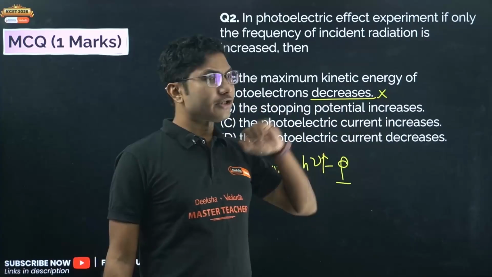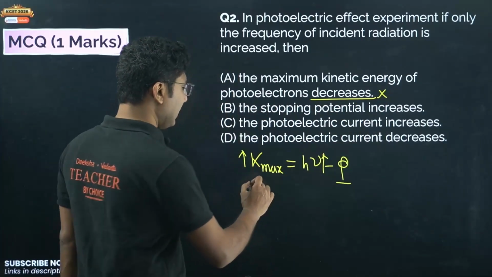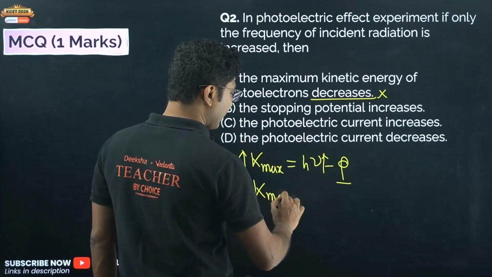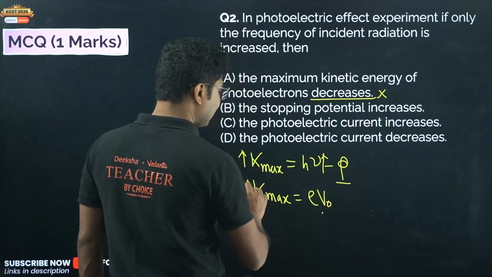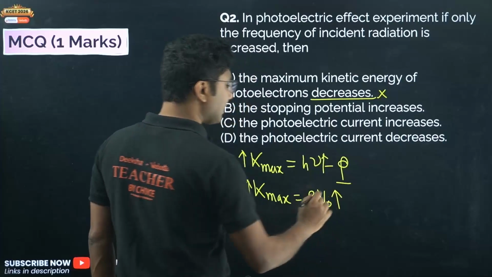Secondly, stopping potential increases. So if K max is increasing, we know that K max is given by eV0. So if K max increases, V0 should increase. e is a constant.